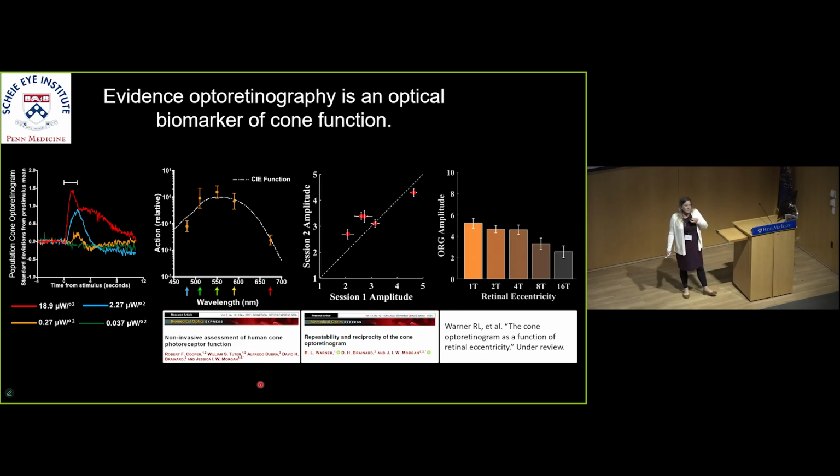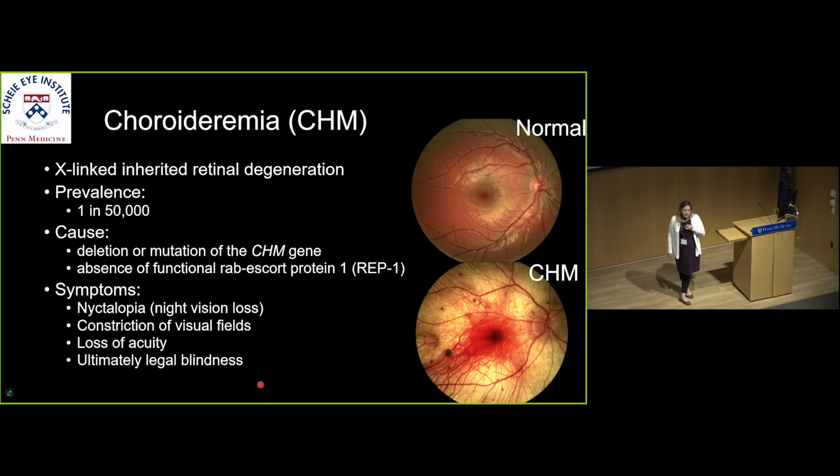And so all of these lead to the idea that we could use optoretinography as a marker of function. And as we continue to develop the technique, we're also starting to translate this technology into our patient populations. The group that I'm going to talk to you about today are patients with choroideremia. It's an inherited retinal degeneration caused by CHM mutations, which are located on the X chromosome. There's a prevalence of 1 in 50,000, and patients typically present with nyctalopia, constriction of the visual fields, and then finally, in later decades of life, loss of acuity and legal blindness.